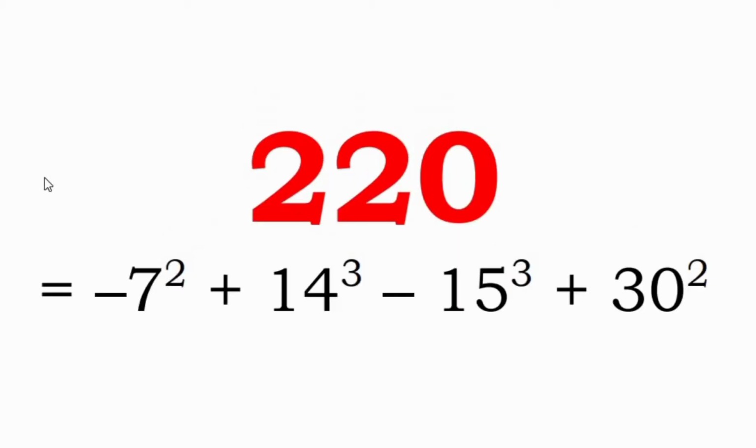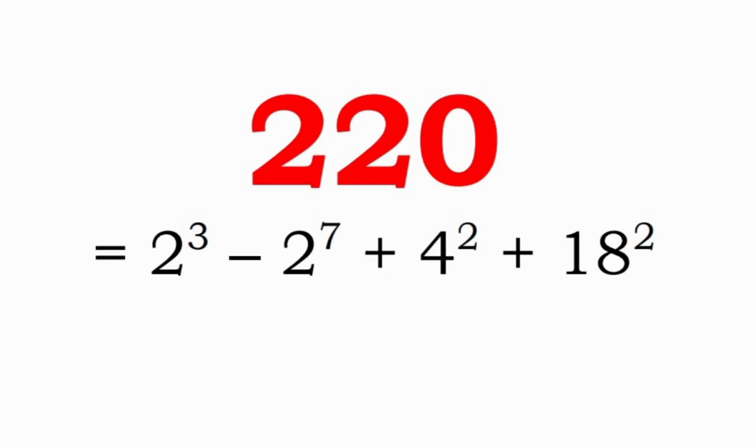Another exponential representation of 220 is minus 7 square plus 14 cube minus 15 cube plus 30 square. The digits used here are 0, 1, 2, 3, 4, 5 and 7. There is no 6.